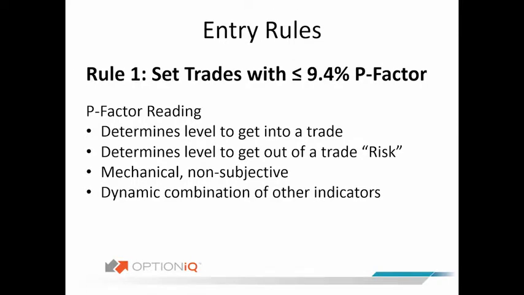Okay? Remember the probability factor we talked about in an earlier segment today. The probability factor is that little number that we're using. So when we get into a trade, we want to make sure that we always have less than 7.4 on the top and 9.4 on the bottom. Less than or equal to 9.4 on the bottom. So less than or equal is kind of the cardinal rule, and 9.4 is what we'll never go over.